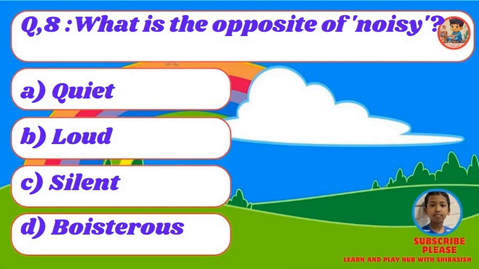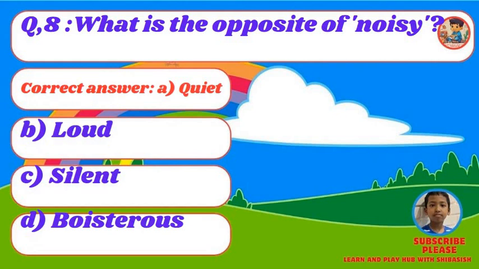Question 8. What is the opposite of noisy? Option A, quiet. Option B, loud. Option C, silent. Option D, boisterous. What is the answer? The answer is option A, quiet.